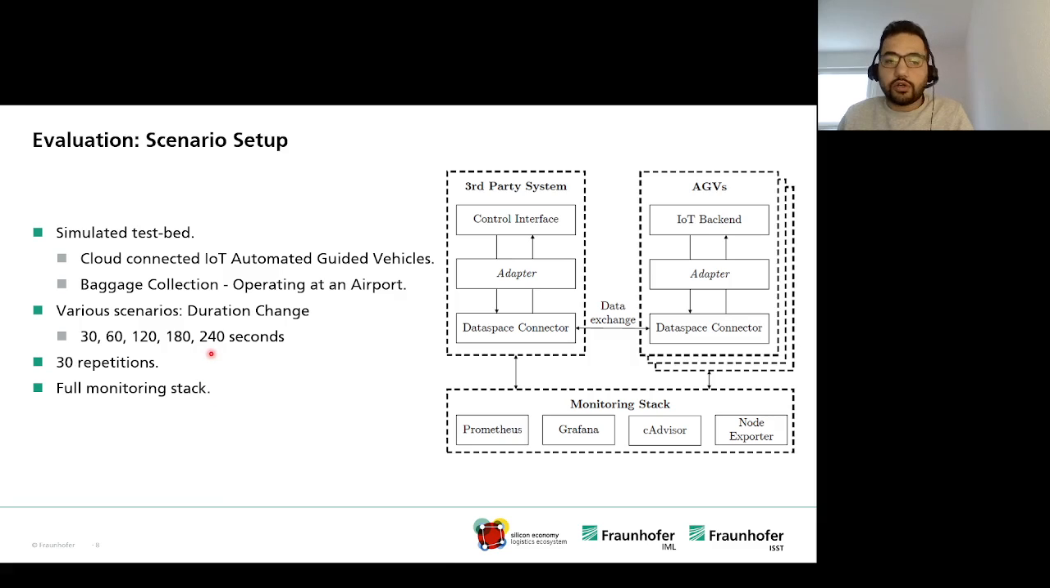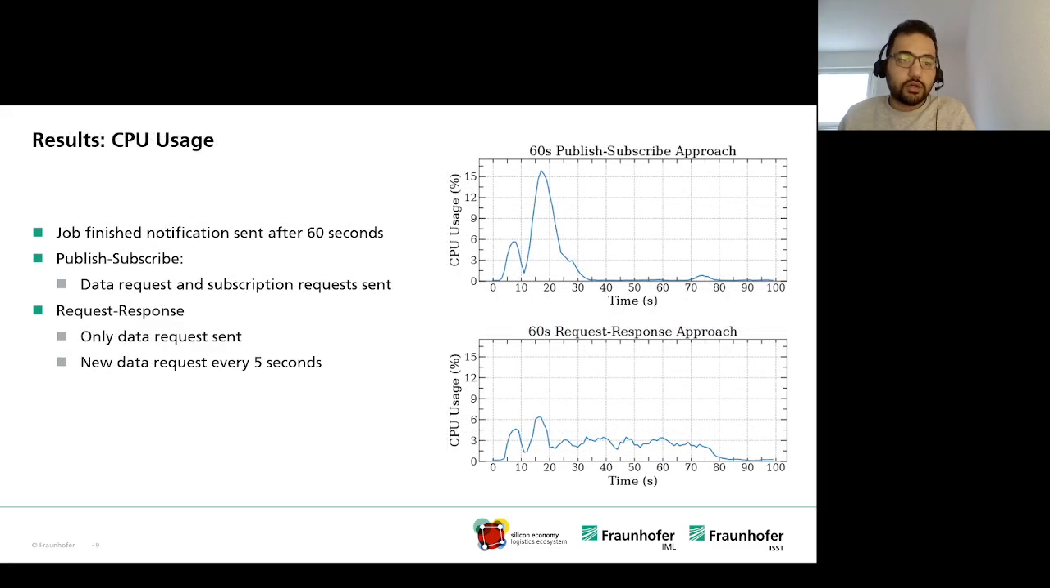For our experiments, we vary the running durations of the system, and each experiment we repeat 30 times to generate more data. In our first results, we monitor the CPU usage of the IDS-connected components in the AGV, and in this scenario we send a job finish notification after 60 seconds, so the system goes into low power mode.